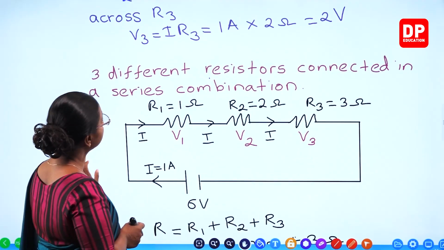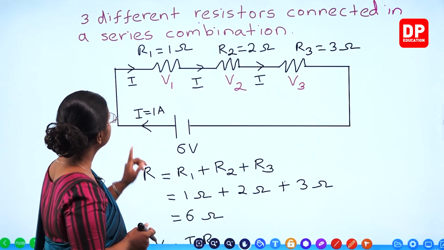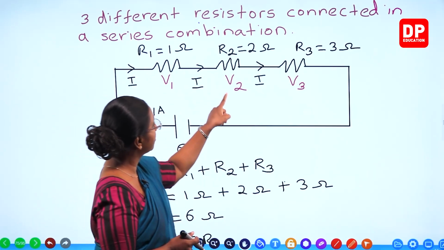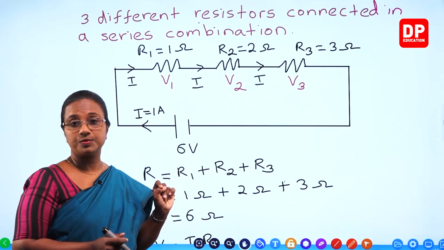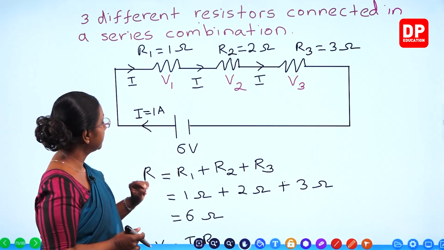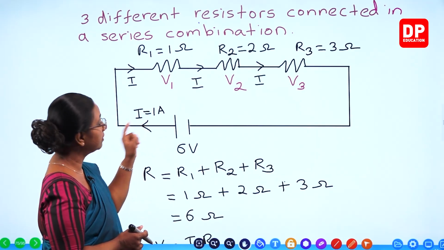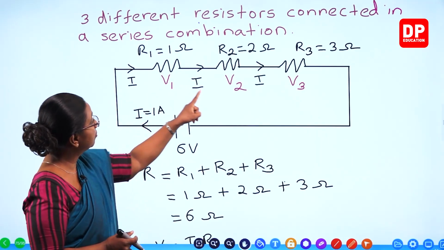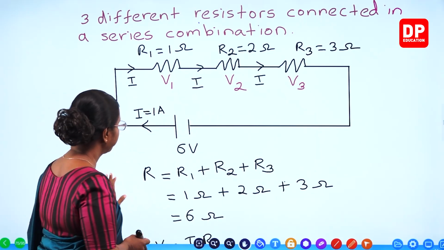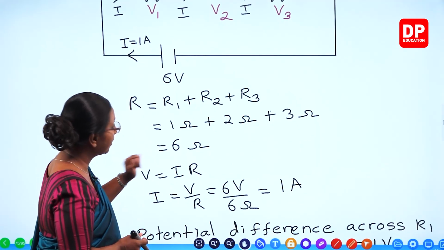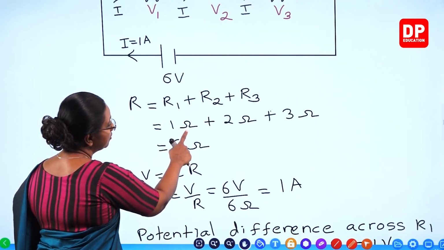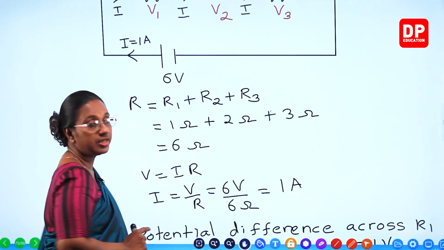Then we looked at an instance where we have 3 different resistors. R1 1 ohm, R2 2 ohms and R3 3 ohms. So here also the current is the same. Potential difference 6 volts, we calculated the current 1 ampere. But you all know the potential difference will vary. V1, V2, V3. So we calculated the equivalent resistance first. Sum of all the resistors, 1 ohm, 2 ohm, 3 ohm. So that is also 6 ohms.